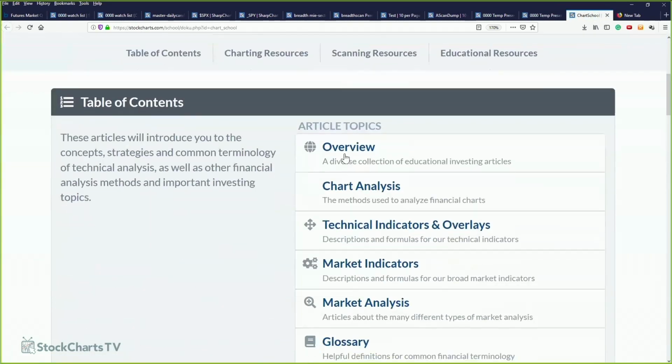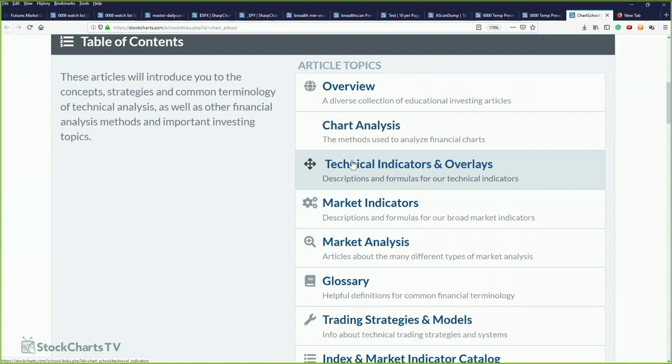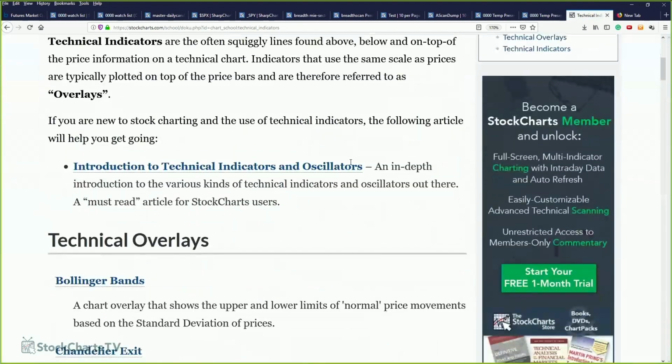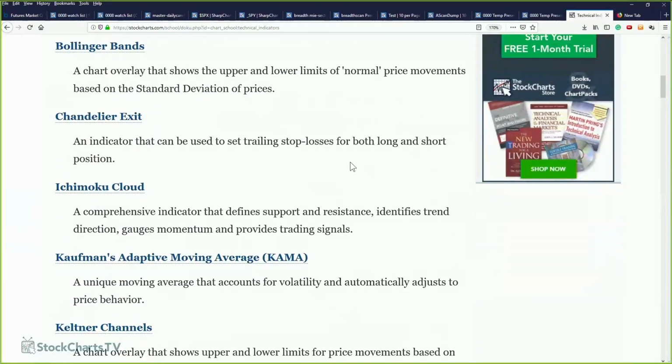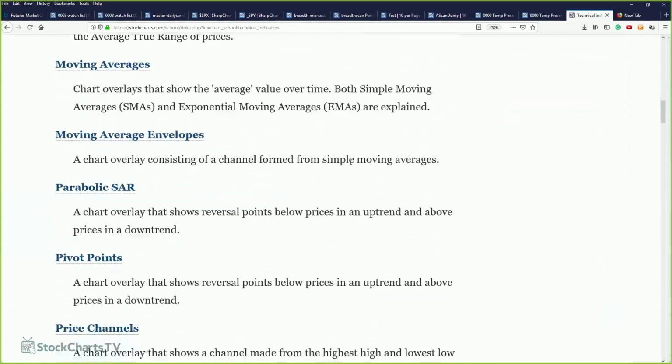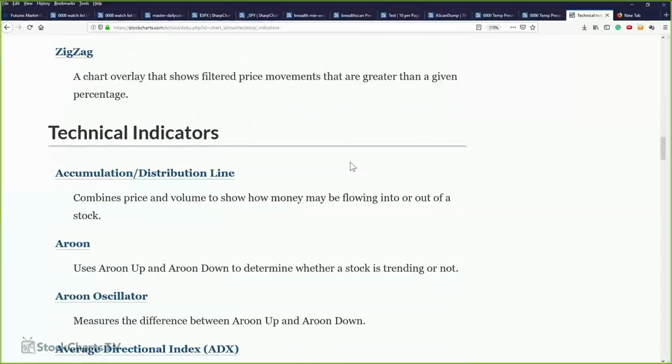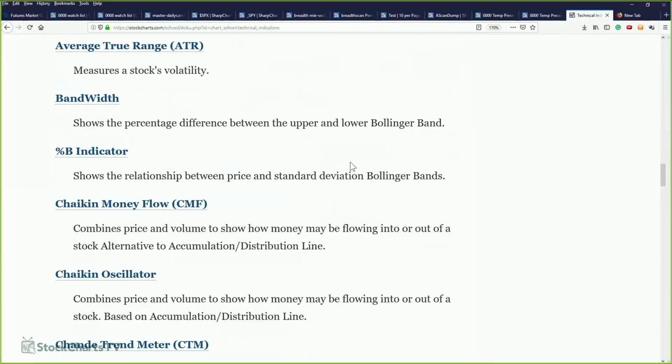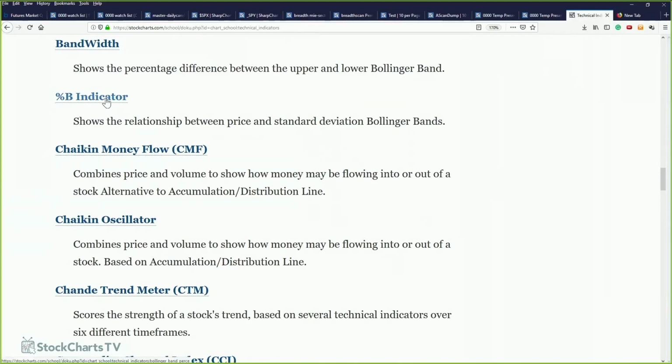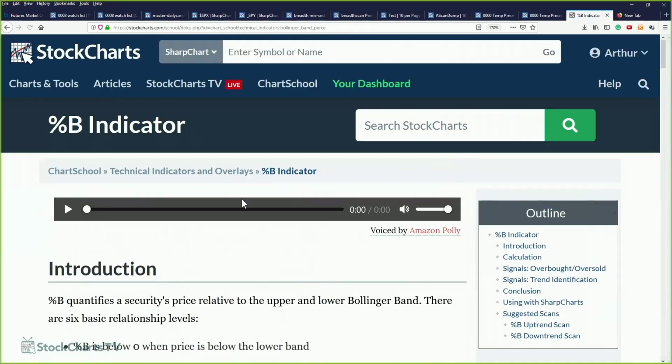And if you scroll down, there you can see technical indicators and overlays. And if you click on that link, you're going to get all kinds of information, all the indicators covered here at Stock Charts. A lot of detail. We'll go into the formula, the method behind the madness of the indicator. And there is percent B.